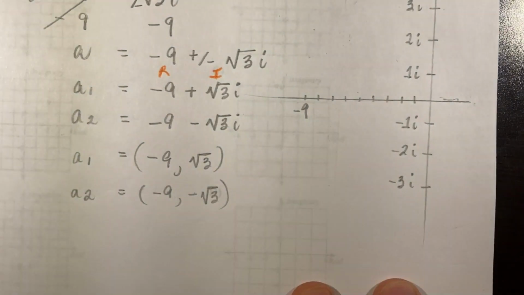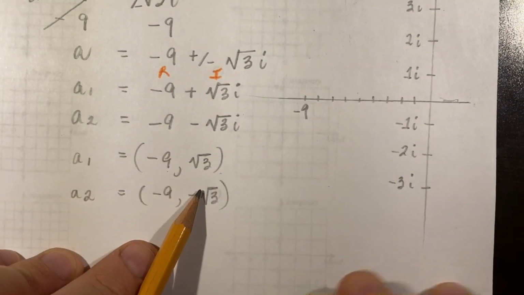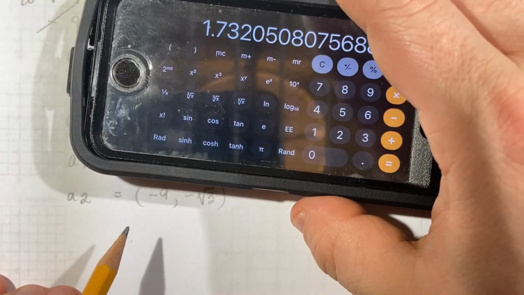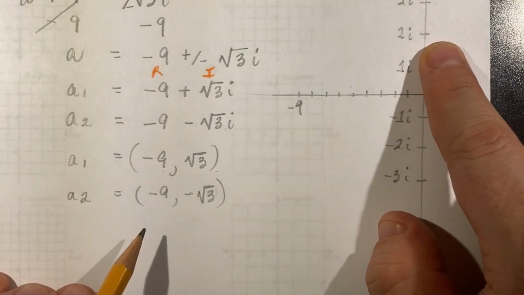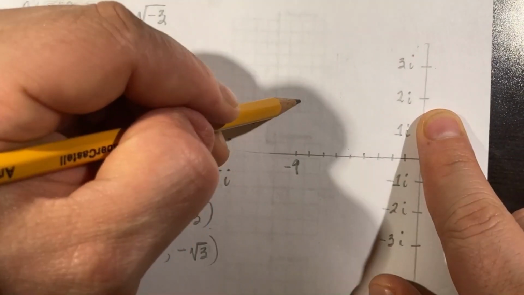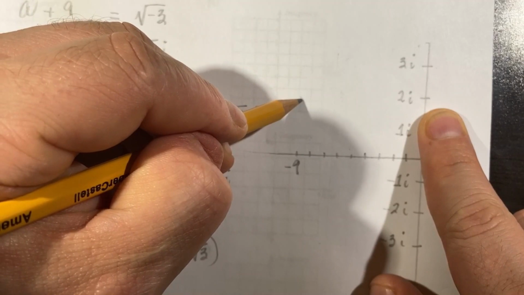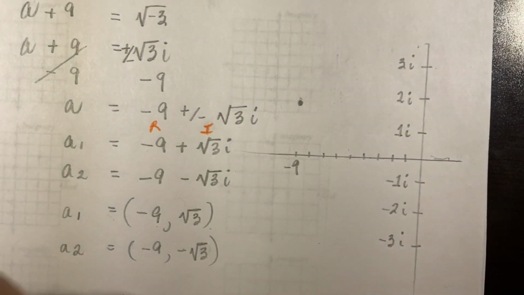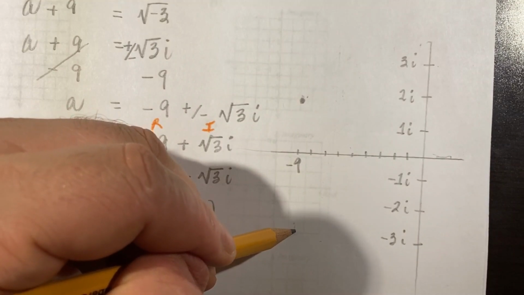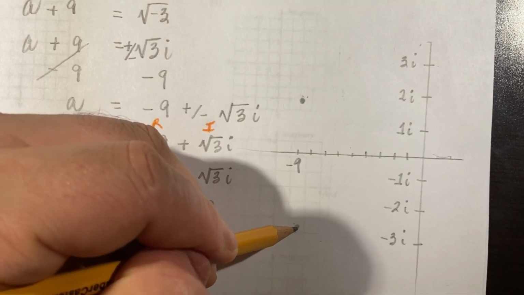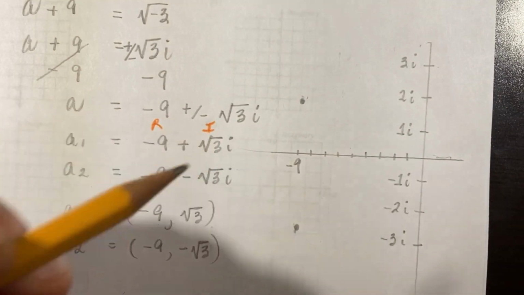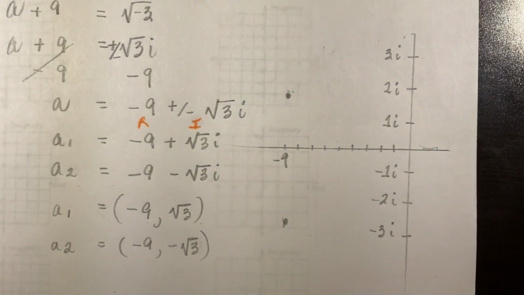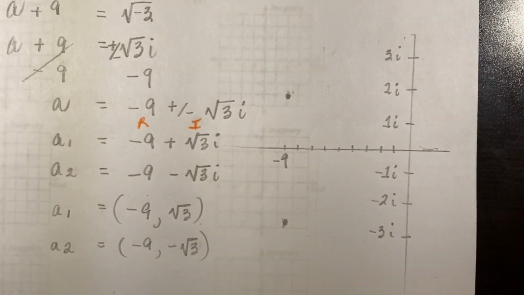So you can plot these coordinates. Negative 9 comma square root 3. If the square root of 3 is 1.73, it's going to be almost to 2. So you just go up here, put a dot right about here. And then it's just the opposite of that, right? It's down here beneath the 9, but before the negative 3i right there. So there's your complex coordinates.